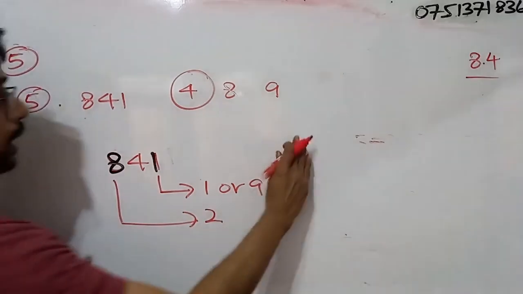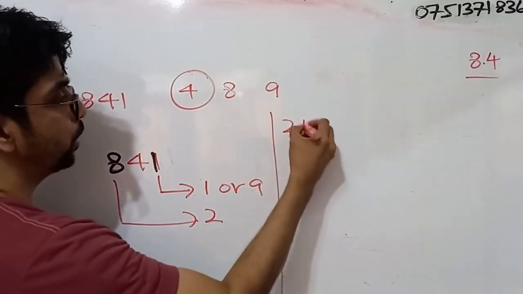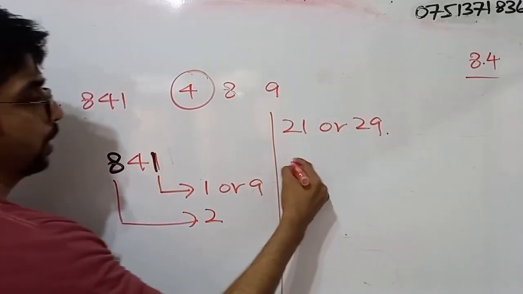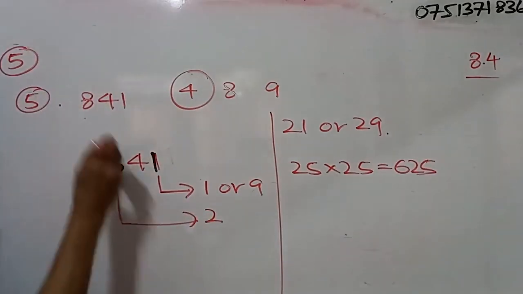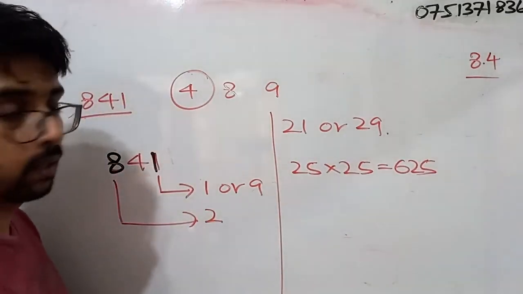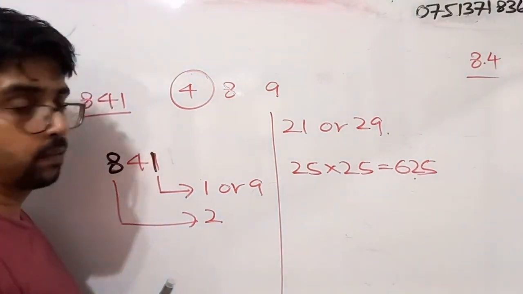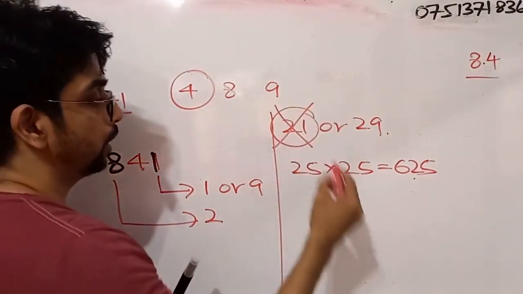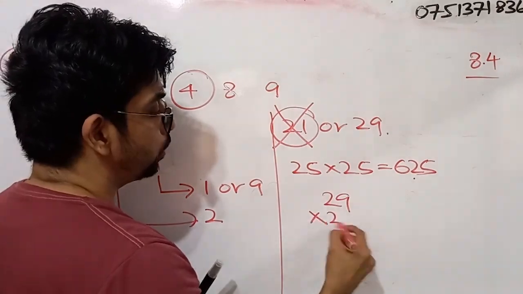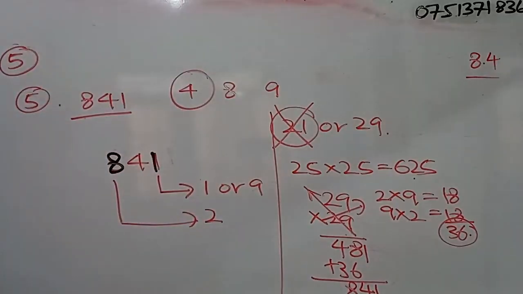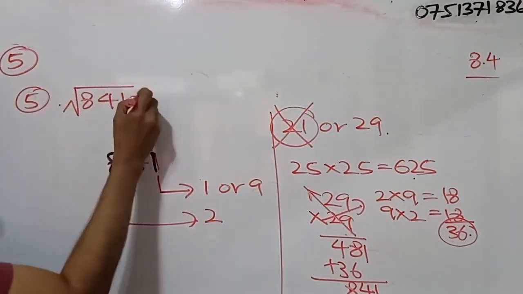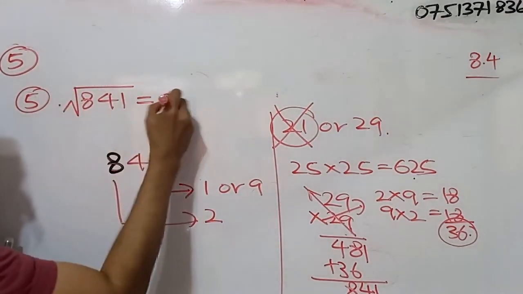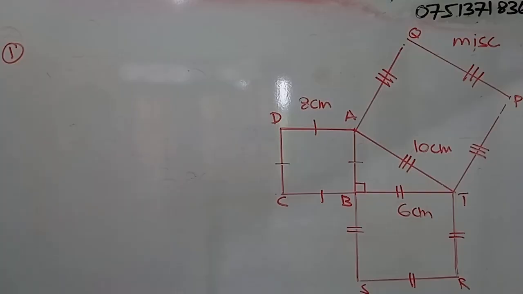Which will be 2. So what can be the number? It can be 21 or 29. If we take, for instance, 25 square, we know that is 625. The number that we are checking is 841, so it is greater than 625. We can skip 21 and move on to 29. 29 into 29 gives the same number. The square root of 841 is none other than 29.